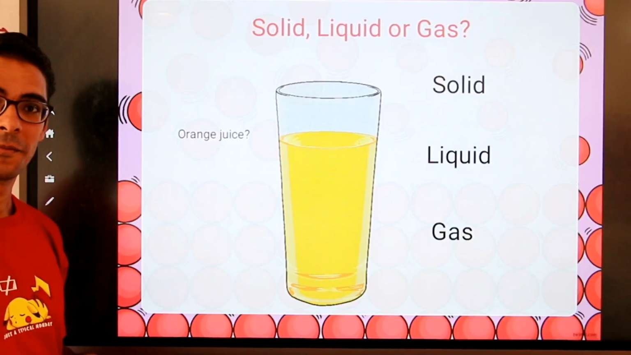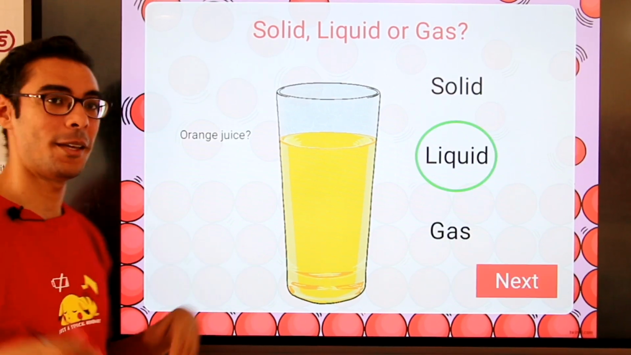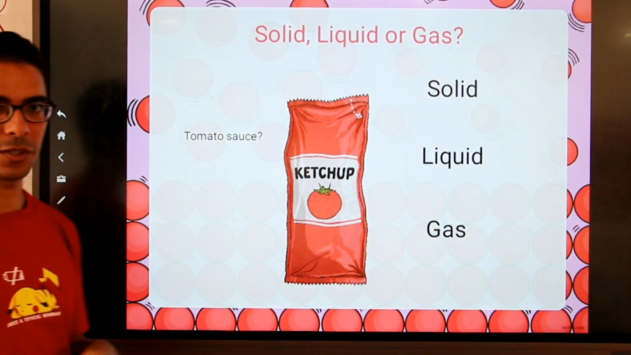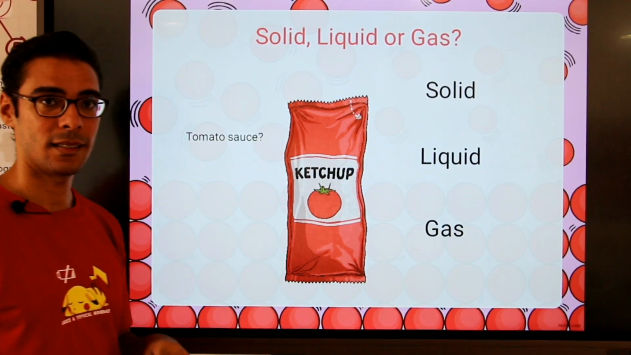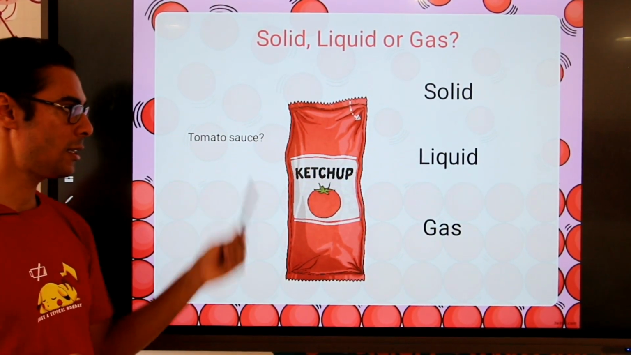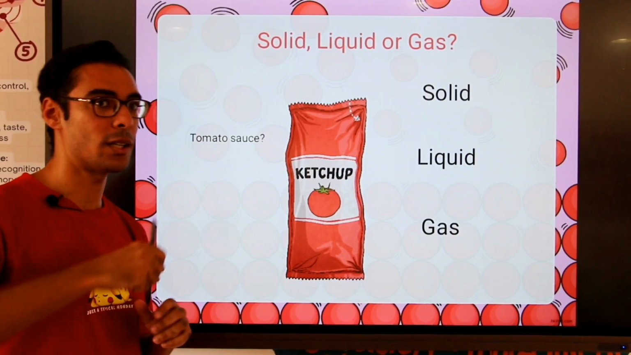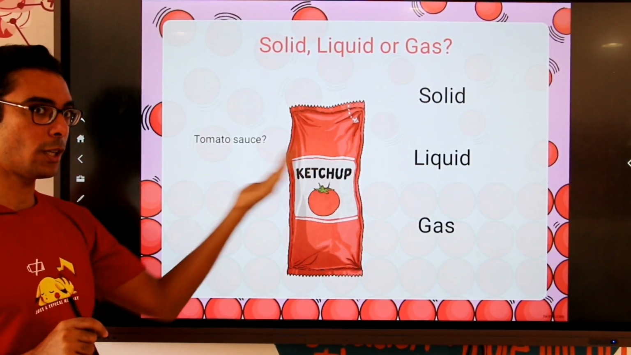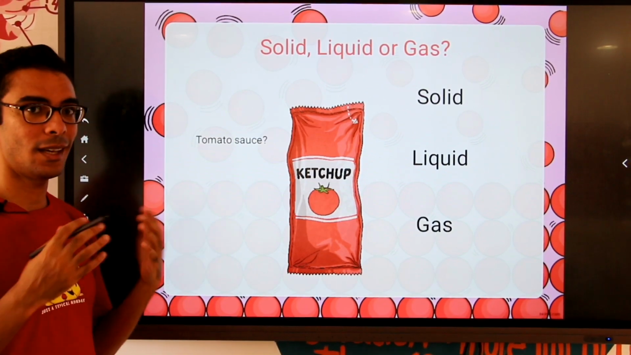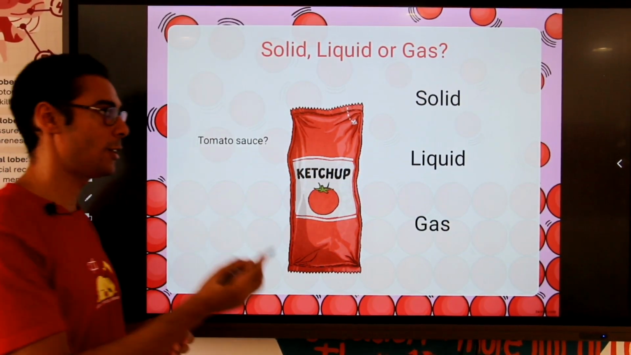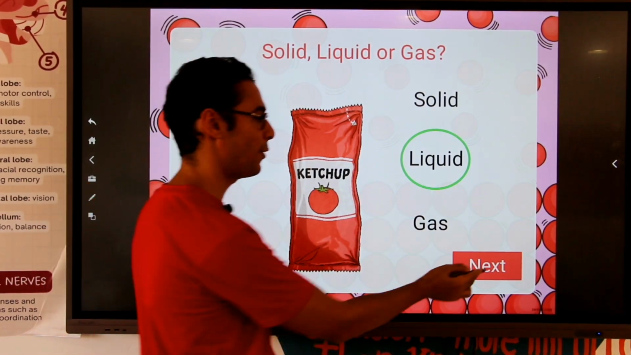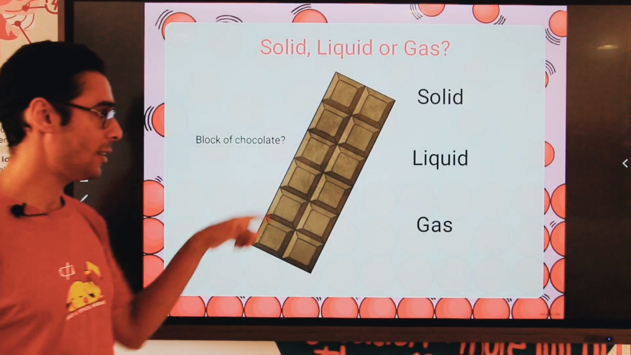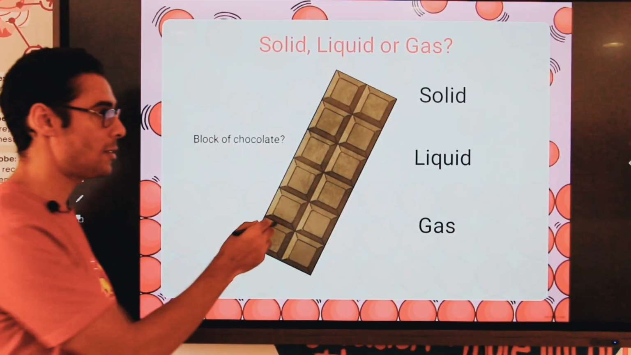The orange juice. That's an easy question. It's going to be liquid. The following one is the tomato sauce. Is it solid, liquid, or gas? Kindly keep in mind, I'm not asking about the package. I'm asking about the sauce inside. I guess the sauce inside takes the same shape of the package. It takes the same shape of the container. So it's going to be liquid. Perfect. The next one here, a block of chocolate. You mean solid. Perfect.